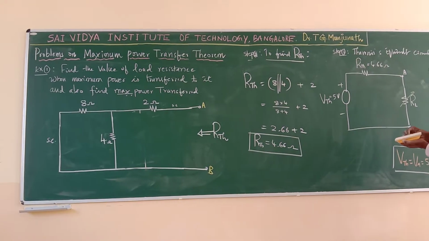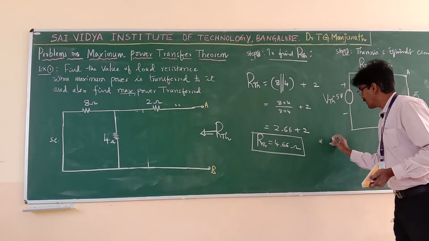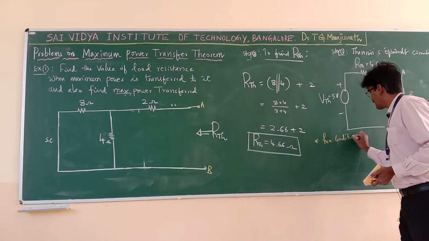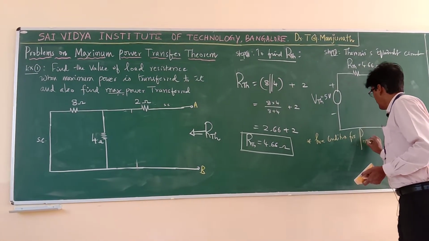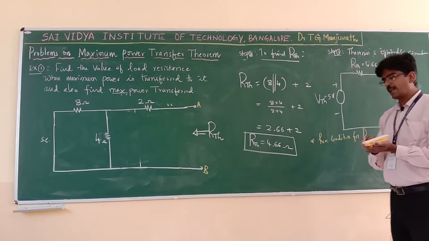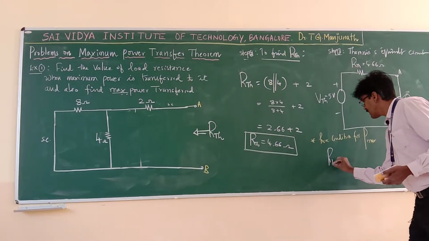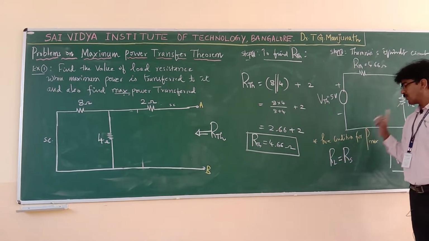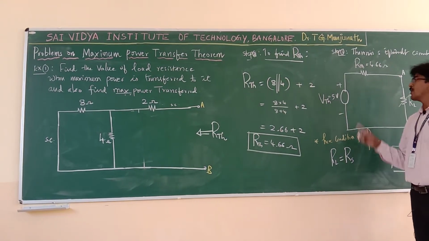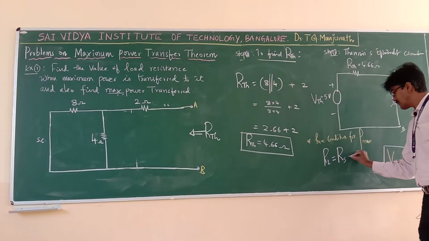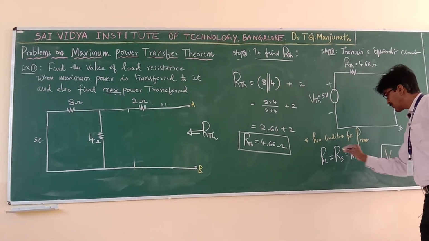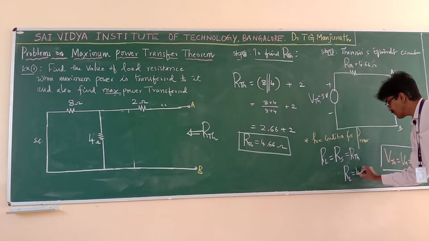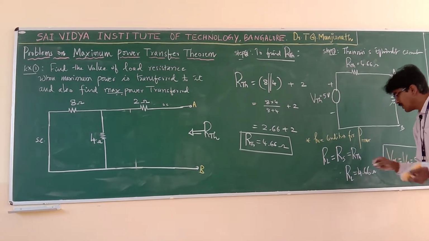So that is when the condition for Pmax, maximum power transfer, is RL should be equal to RS. That means the value of load resistance must be equal to the source resistance. What is the source resistance here? That is R Thevenin itself. Therefore, RL should be equal to 4.66 ohms.